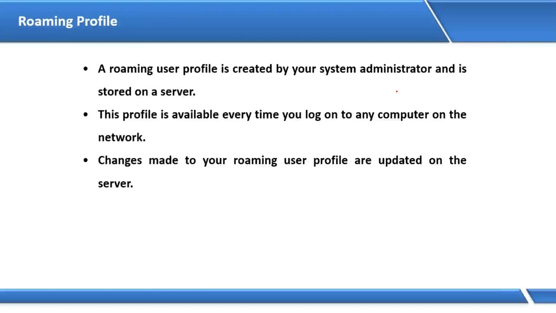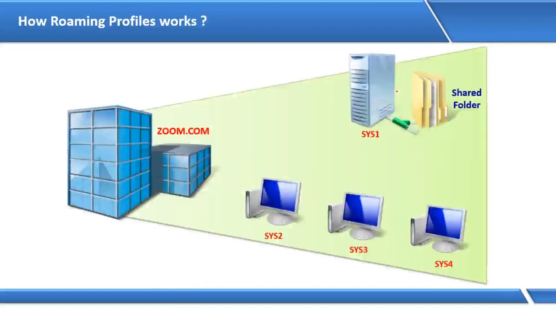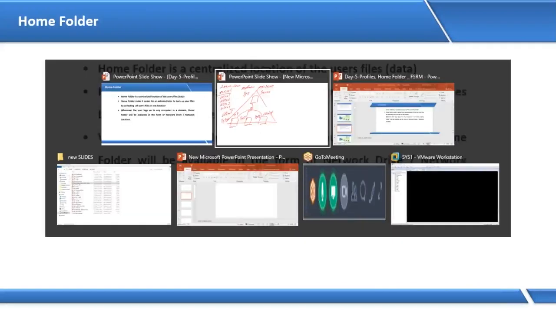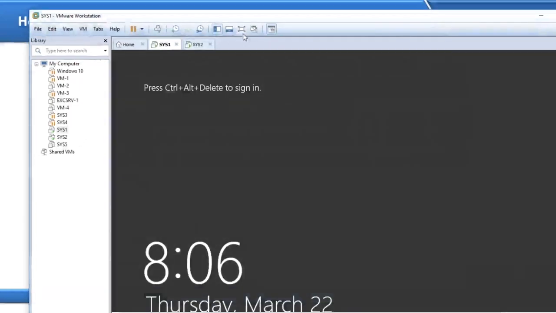The last class we discussed one more topic, called the home folder. A home folder is a network drive, and this network drive is assigned by the system administrator to a specific user. Only that user can access it, and this drive is available every time the user logs on to any machine. The last class, what we did in our server, we assigned the home folder network drive to a specific user.